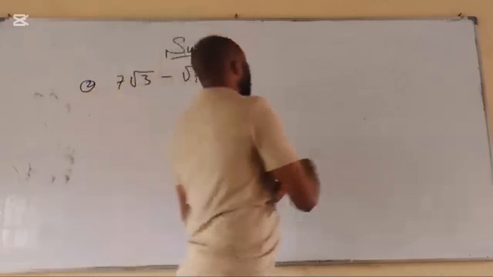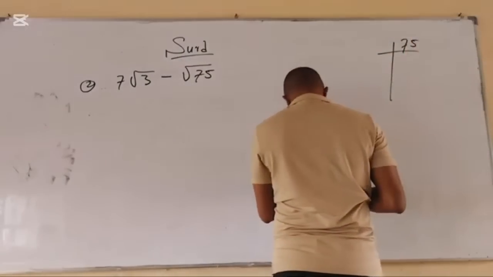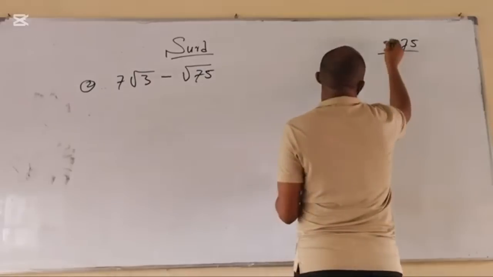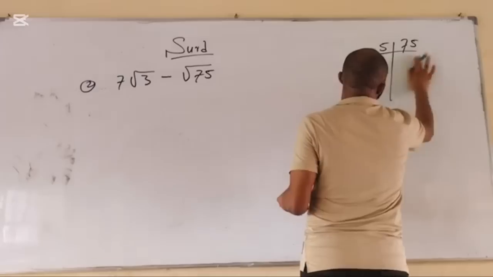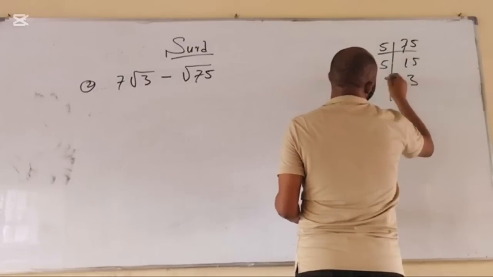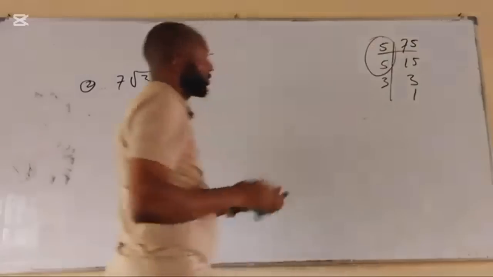So I will draw my table as usual. 75 divided by 5 gives me 15. 5 goes here, will give me 3. 3 goes here will give me 1. So this is 25 times 3.